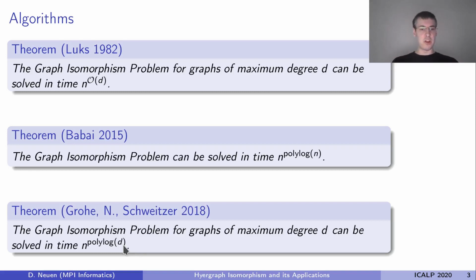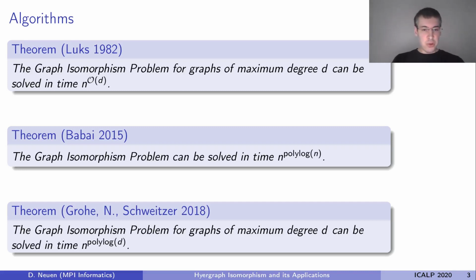And somewhat closely related to this first question, there is the second question. Remember that I said that Luks's algorithm is used as a subroutine in a number of different isomorphism tests for various other graph classes. So naturally one can wonder, now that we have improved the complexity of Luks's algorithm from n to the O of d to n to the polylog of d, can we also obtain improvements for all of these isomorphism tests that use Luks's algorithm as a subroutine? And these are the two questions that we want to explore in the remainder of this talk.